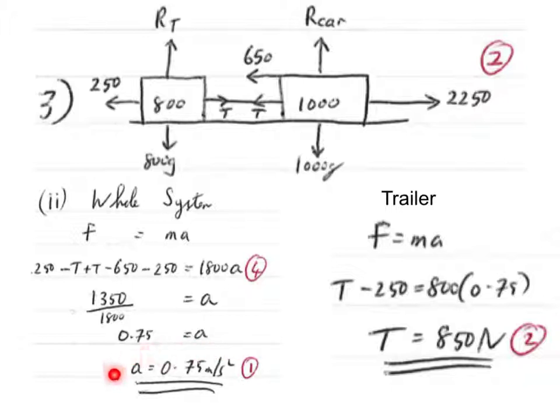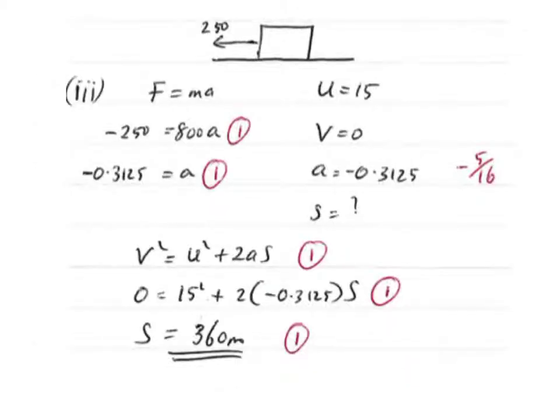That gives us an acceleration of 0.75 meters per second squared. We then look at the trailer. F equals ma, the tension is 850 newtons. I would draw a new diagram. There's no tension, no tow bar, so as the 250 newtons is a resistance force, it's minus 250 that will equal the mass times the acceleration.